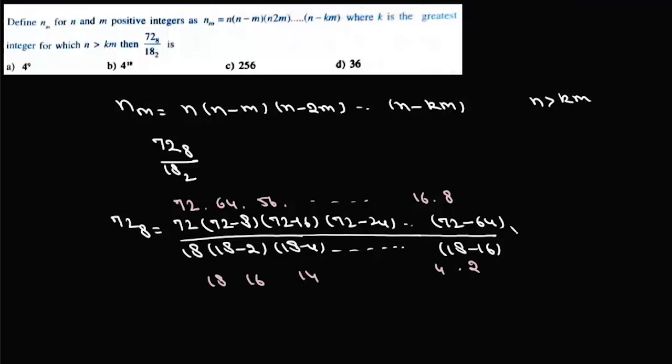Now here we'll take 8 common from each term. So altogether there are 9 terms. So it will be 8 to the power 9 into factorial 9, and here we'll take 2 common from each term. So it will be 2 to the power 9 factorial 9. Now factorial 9 and factorial 9 will cancel. It will be equal to 4 to the power 9, and that's your option A.